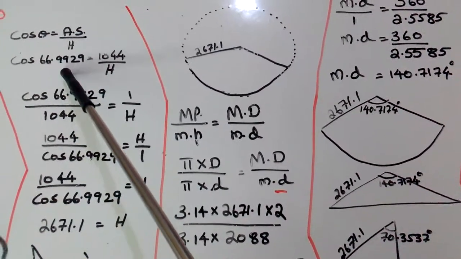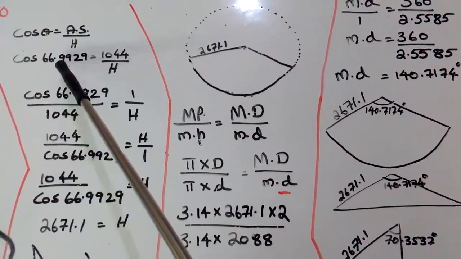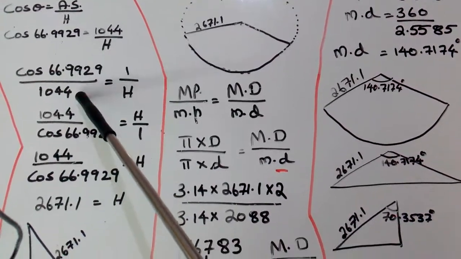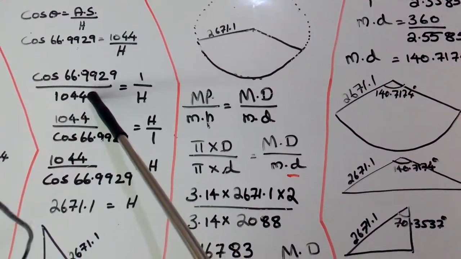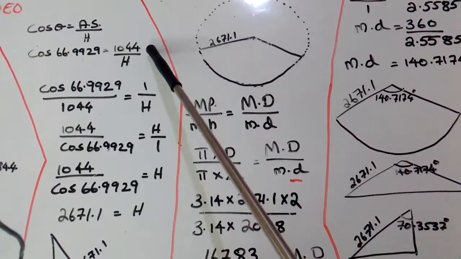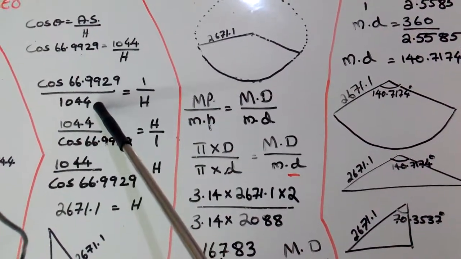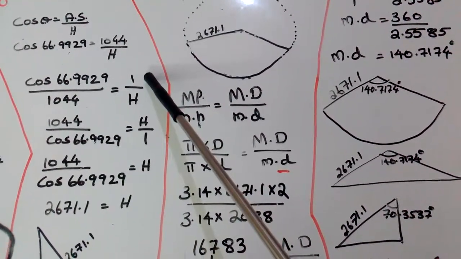That I have indicated it here. Bottom of this cos 66.9929, I have indicated 1044. We took 1044 from here to here, then it reached left side. Then what remains there? 1 remains there.